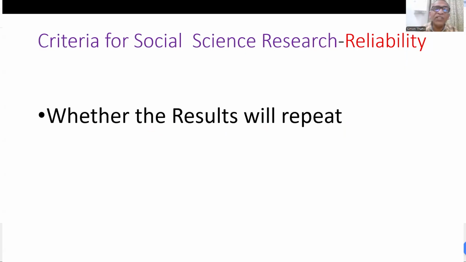Now, reliability is actually looking into whether the results will repeat. I've just put it in two or three terms. Whether the results will repeat is what indicates the reliability of your research.